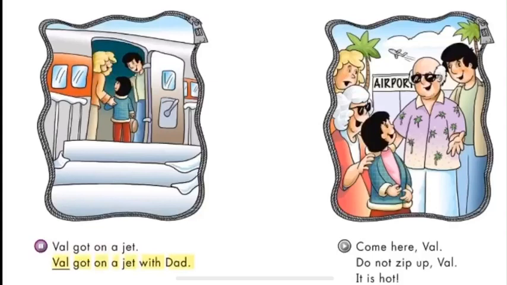Val got on a jet. Val got on a jet with Dad. Come here, Val. Do not zip up, Val. It is hot. So what do you think? What did they do here? And what is the main idea in our story?